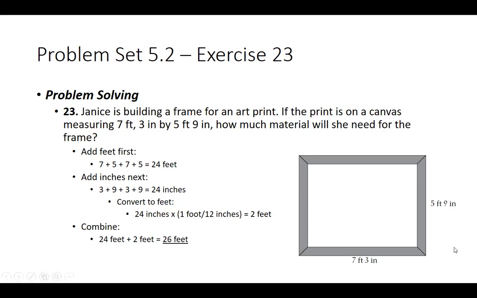Next, let's add the inches. 3 inches plus 9 inches plus 3 inches plus 9 inches. That's 24 inches, and when we convert 24 inches to feet, 24 inches times 1 foot over 12 inches is 24 times 1 divided by 12. That gives us 2 feet. Combining 24 feet plus 2 feet gives us 26 feet of material needed for the frame.